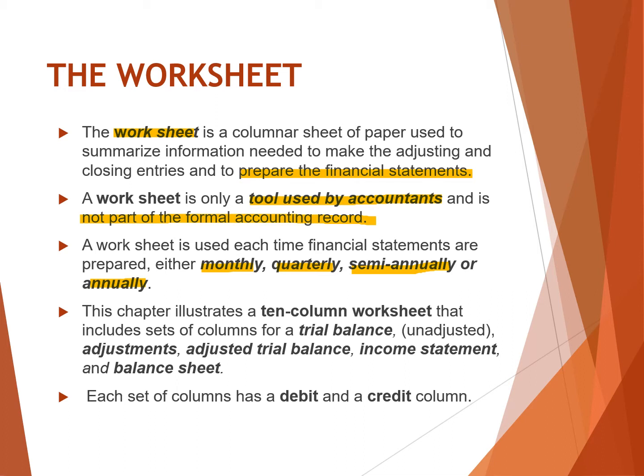So, in this chapter or module, we will use a 10-column worksheet that includes the columns of the trial balance, which is unadjusted, also the adjustments. After the adjustments are the adjusted trial balance, and then the income statement, and the last column is the balance sheet. Each column has a debit and a credit column. That's why, as you can see, there are only 5 columns, but each of them has a debit and credit column. That's why it is a 10-column worksheet.